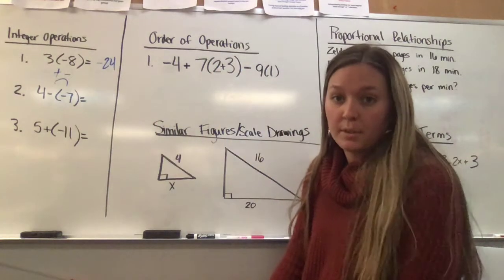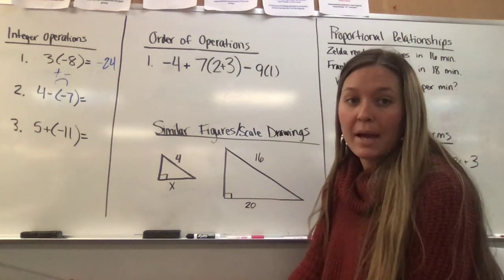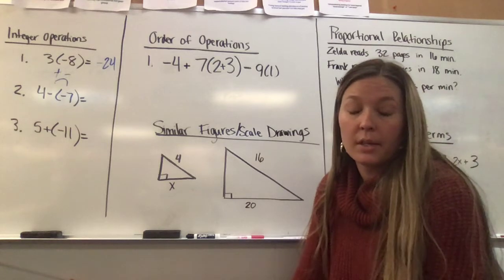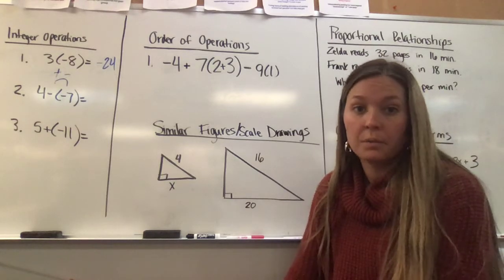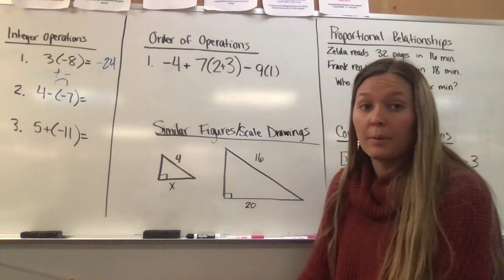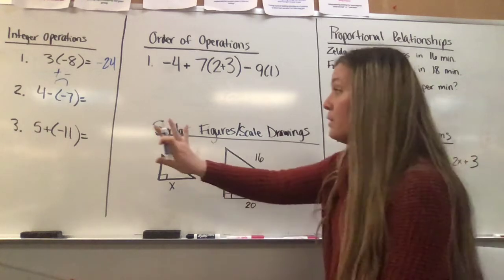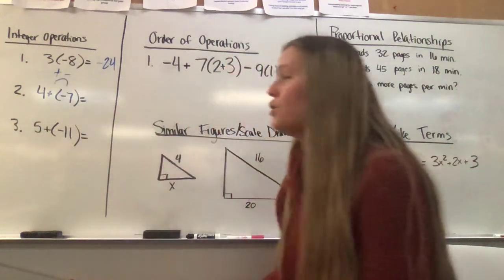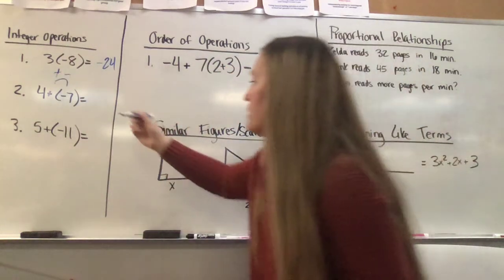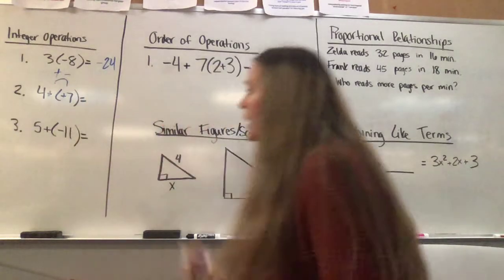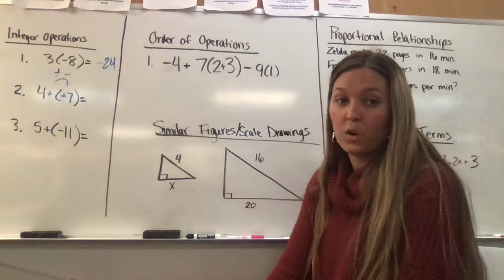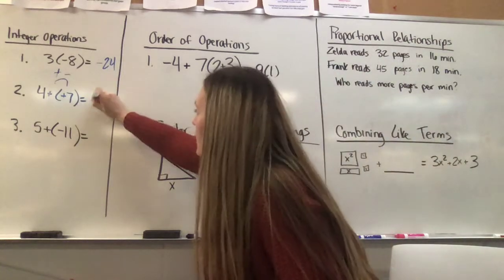The second question is a subtraction problem, 4 minus -7. For this one, we use the keep, change rule. So we can change this to an addition problem by keeping the 4, changing subtraction to addition, and changing the -7 to a +7. So our new problem turns into 4 plus 7. 4 plus 7 is 11.